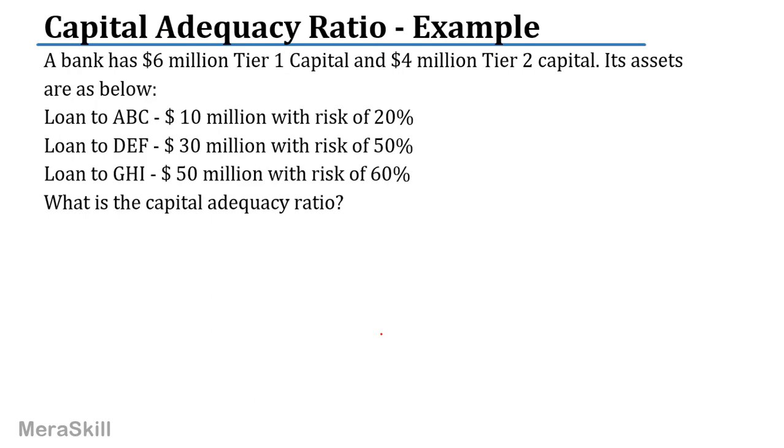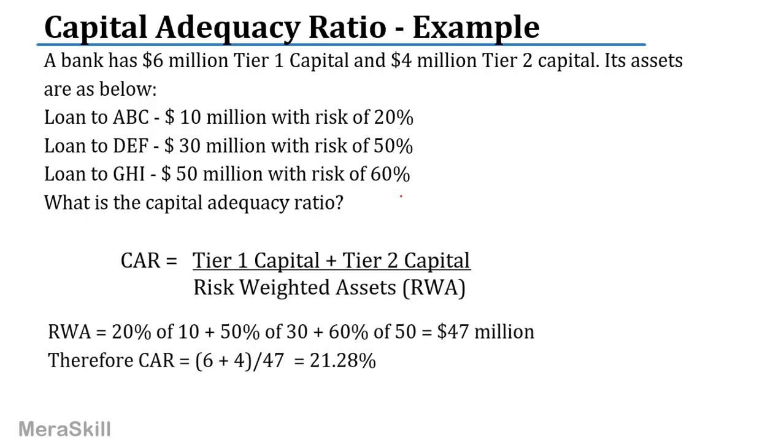A bank has 6 million Tier 1 capital and 4 million Tier 2 capital. Its assets are 10 million, 30 million and 15 million to different companies, with risk of 20%, 50% and 60%. What is the capital adequacy ratio? Come on, compute, students. Tier 1 capital plus Tier 2 capital divided by the risk-weighted assets. You know the Tier 1, you know the Tier 2 capital, right? What is risk-weighted? 20% of 10 plus 50% of 30 plus 60% of 15.